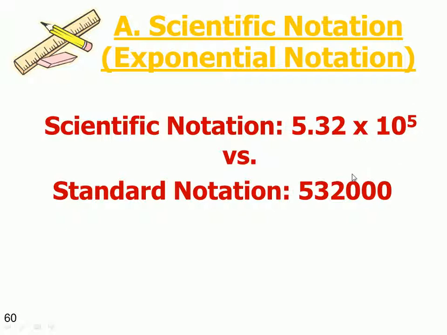These two values are actually completely equal, and what this means is if I take 5.32 and I do times 10, times 10, times 10, times 10, times 10, this would come out to 532,000. Same value, just a different way to show it.